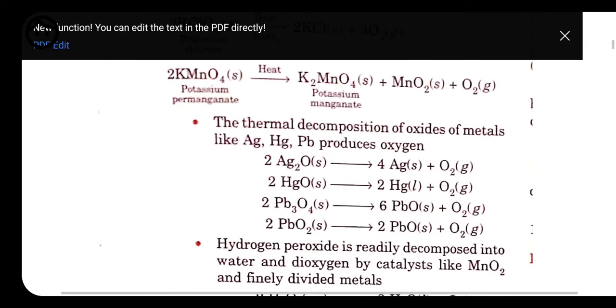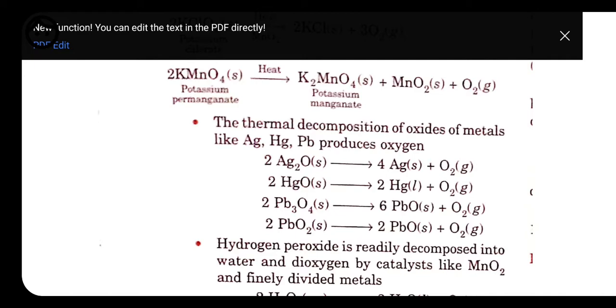Here we can also prepare oxygen from the oxides of metals like silver, mercury and lead. These are also present in their oxide form. So simply by thermal decomposition, it means simply by heating these, they also release oxygen, because the bond here is very weak, that's why they can decompose very easily by increasing the temperature a little.